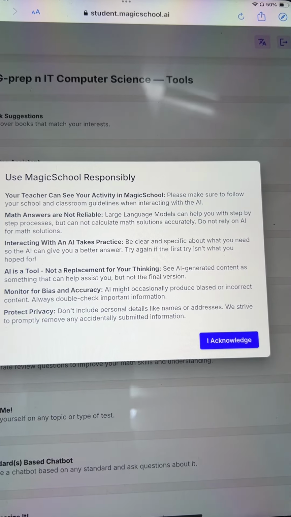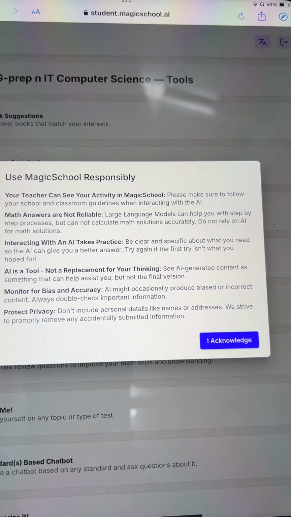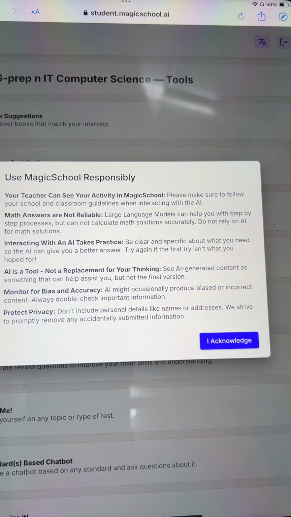Over there, please read this one out. A teacher can see your activity. Math scores and math answers are not reliable, so there are some other tools related to maths where you can check your answers, or ask how it works. Interacting with an AI takes practice, so be clear and specific about what you need.